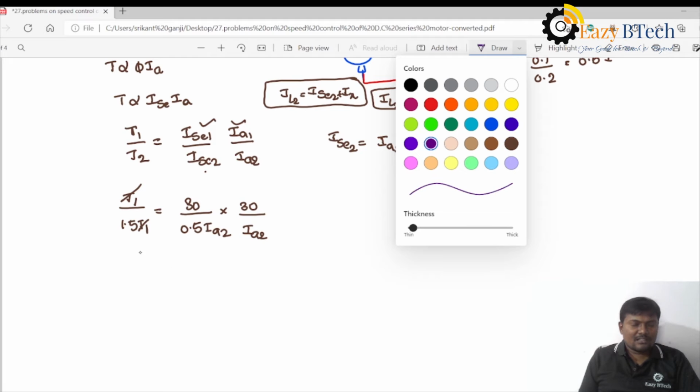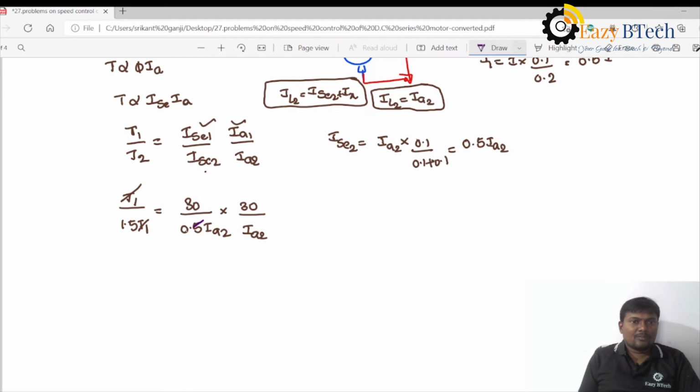T1 will be cancelled. So 0.5 into 3. Then IA2 whole square is equal to 900 into 3, that is 2700. Then finally I got IA2 is equal to 51.9615 amperes.